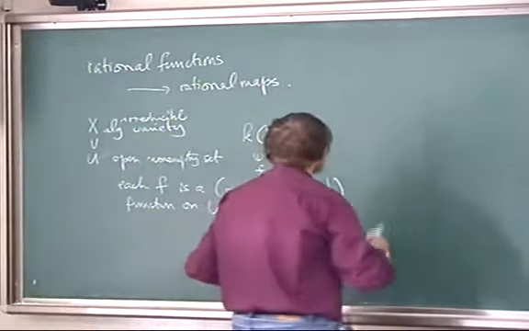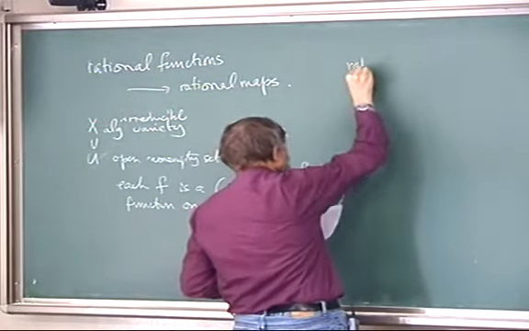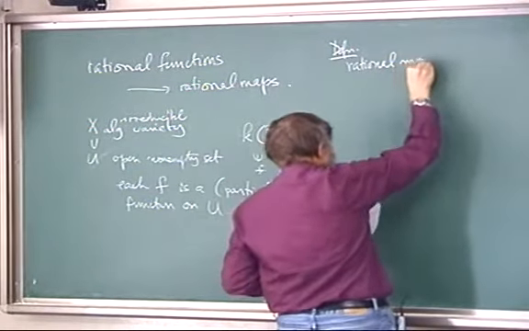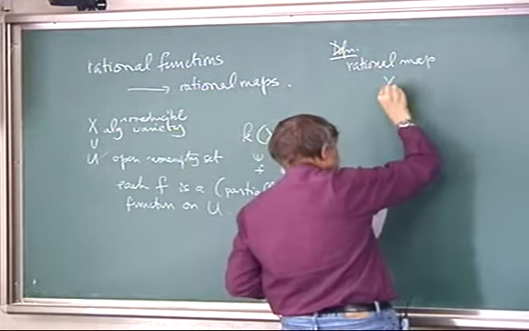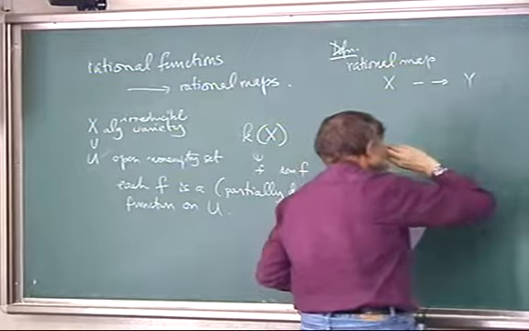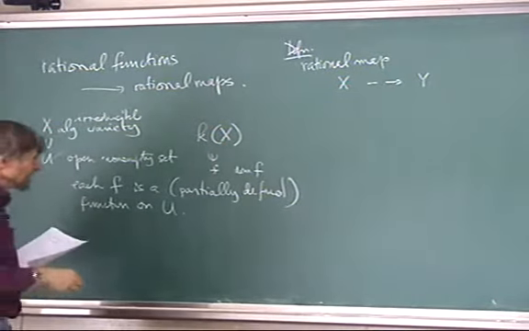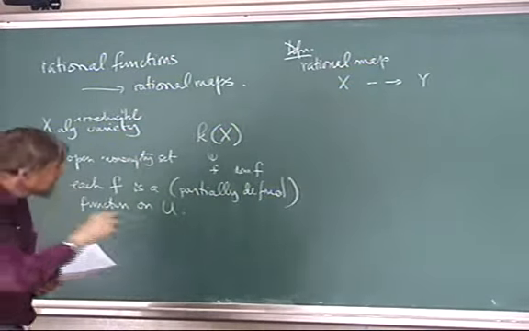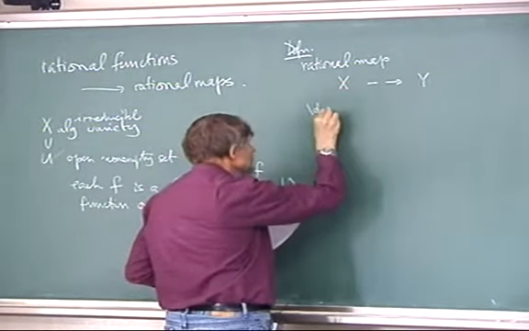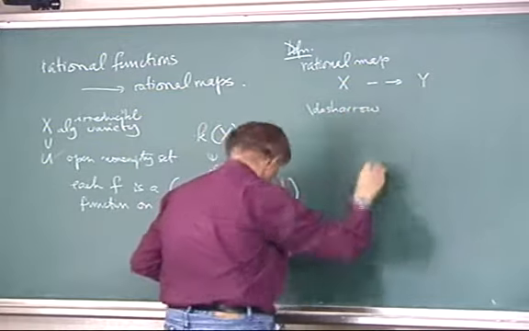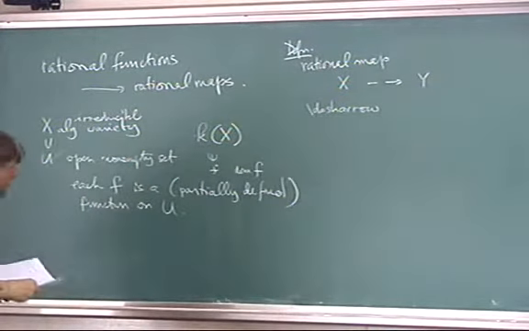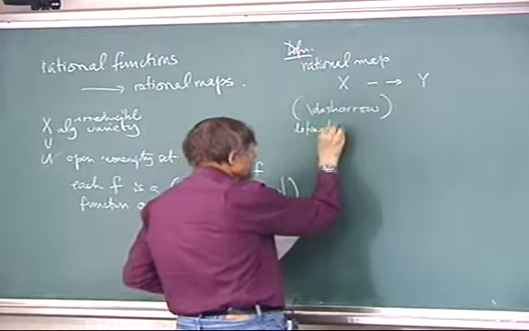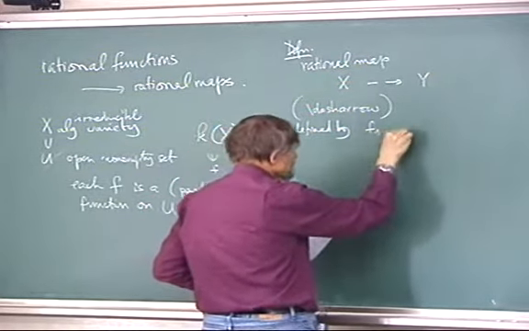And so this allows us to define a rational map. This is a definition. A rational map, for example, from X to Y. The broken arrow there means partially defined. In TeX it's called a dash arrow. It's defined by F1 up to Fm.